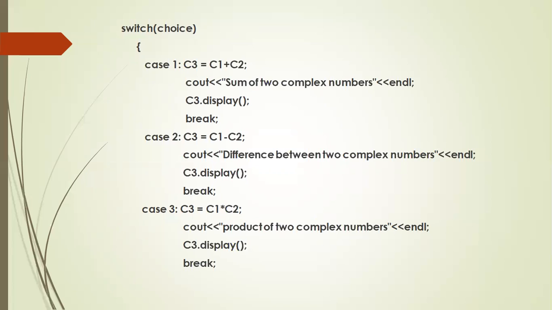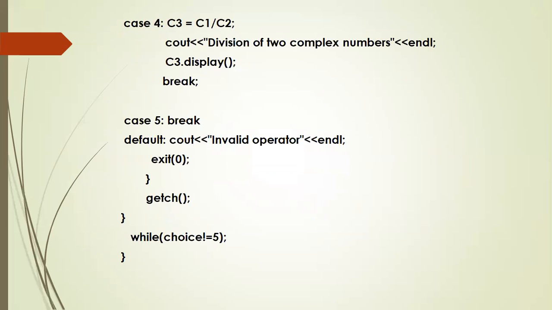The next four choices are exactly similar. The formula is, instead of plus, next time it is minus. So case 2: C3 equal to C1 minus C2, difference of two complex numbers, call the display function with C3, break. For 3, C3 equal to C1 into C2, product of two complex numbers is C3.display, break. And the fourth choice is C3 equal to C1 slash C2. Here, division of two complex numbers is C3.display, break. Case 5 means exit or break.